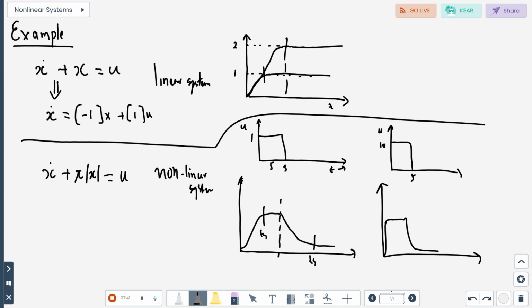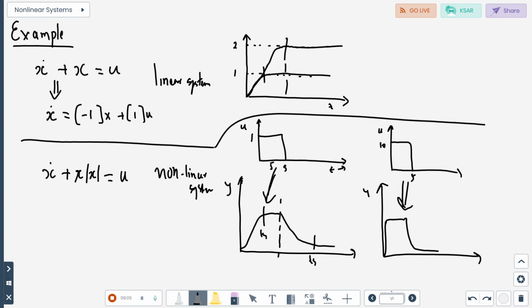This will be the new behavior of the system for a unit step u equal to 10, and this will be the behavior of the system for u equal to 1. Fine. So this example has been taken from Slotine and Li, Nonlinear Systems Analysis.